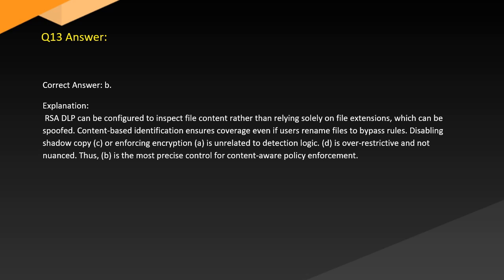Answer. Correct answer: B. Explanation. RLP can be configured to inspect file content rather than relying solely on file extensions, which can be spoofed. Content-based identification ensures coverage even if users rename files to bypass rules. Disabling shadow copy, C, or enforcing encryption, A, is unrelated to detection logic. D is over-restrictive and not nuanced. Thus, B is the most precise control for content-aware enforcement.